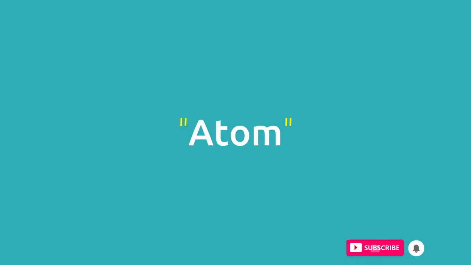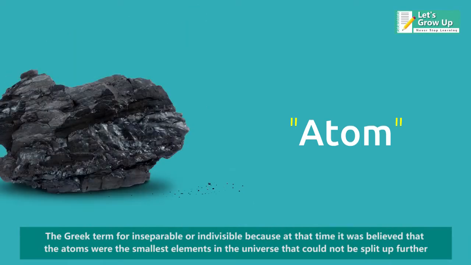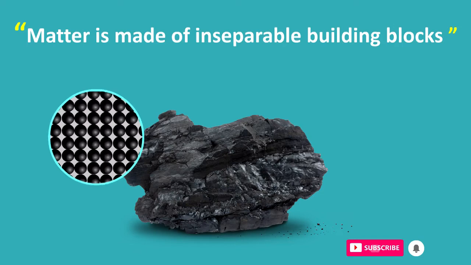Do you know how the word atom came about? Actually, the word atom is derived from the Greek term for inseparable or indivisible, because at that time, it was believed that atoms were the smallest elements in the universe that could not be split up further. Matter is made of inseparable building blocks.